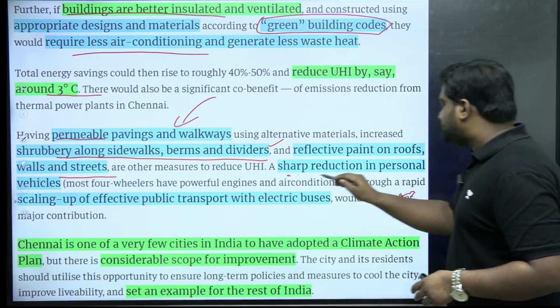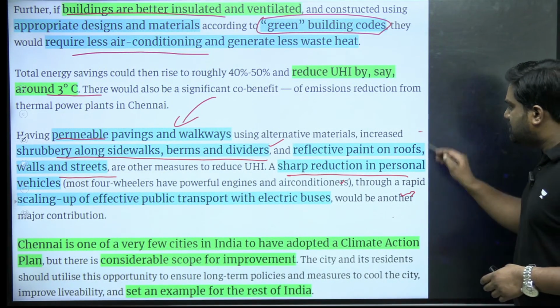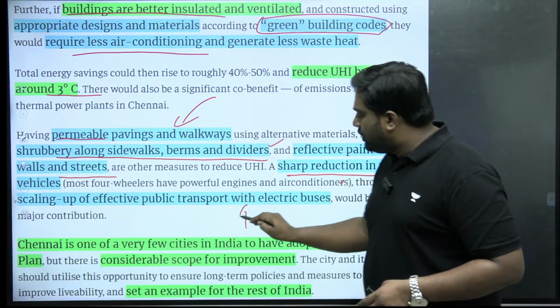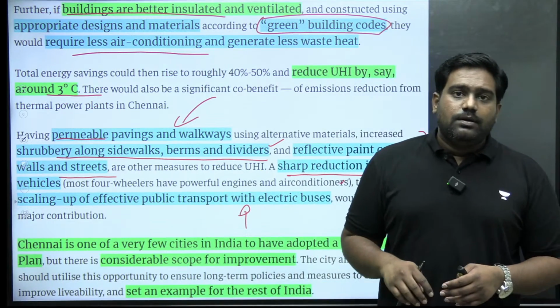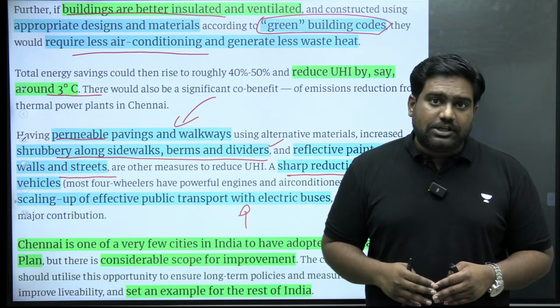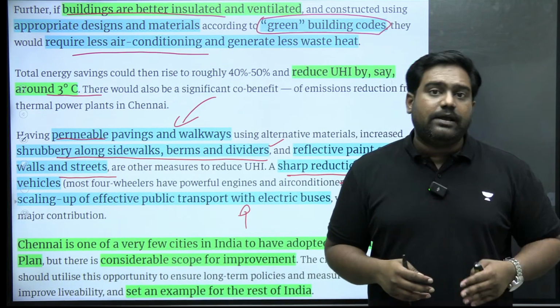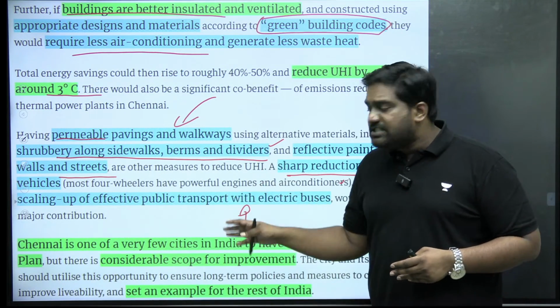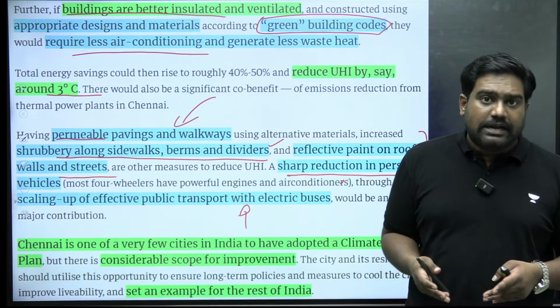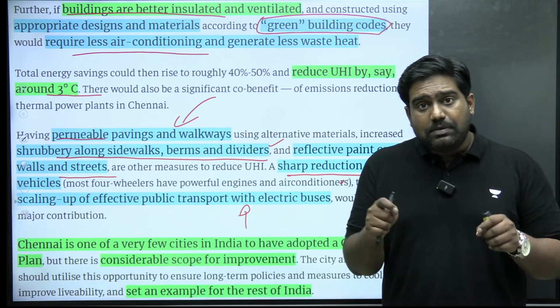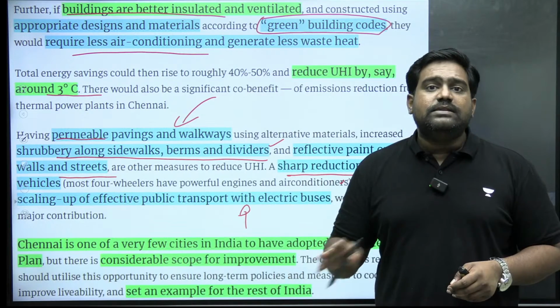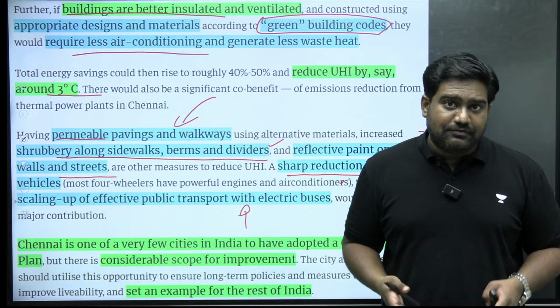Then ensuring that personal vehicle usage is brought down by promoting public transportation, by promoting non-motorized transportation, by promoting usage of electric vehicles. So all these policies, the mobility and transportation related policies in urban areas can play a big role in bringing down the impact of urban heat island effect.